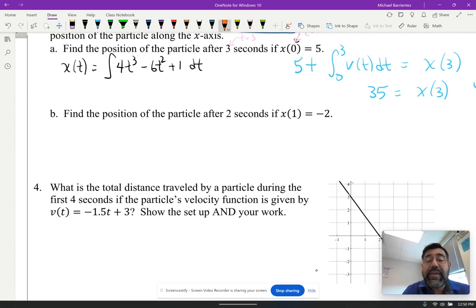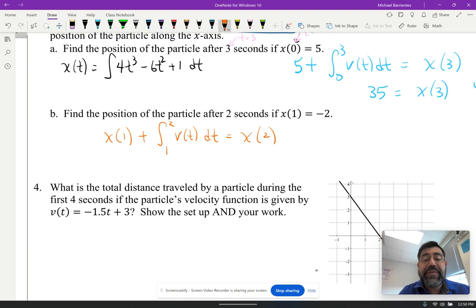If I know that I'm starting here at x sub 1, so I know x sub 1, I'm going to add on the displacement from 1 to 2 of this function, then that's going to give me x of 2. Right? Because I have the integral of the velocity from 1 to 2 is equal to the antiderivative, which is the position, evaluated at the top minus evaluated at the bottom, but I added it over. So I'm pretty close to being able to finish this fairly quickly.